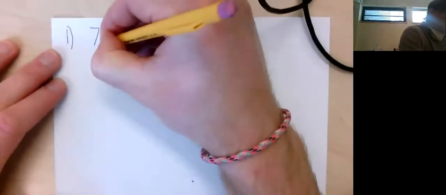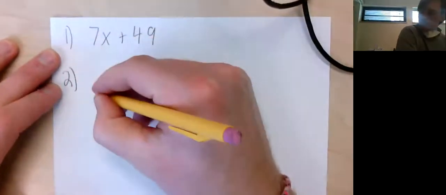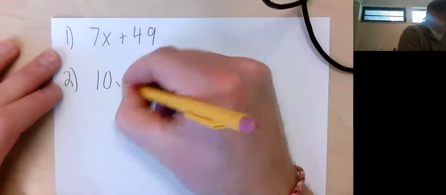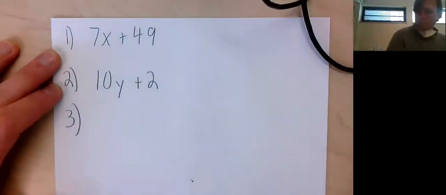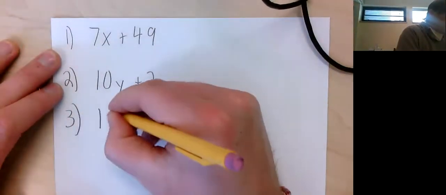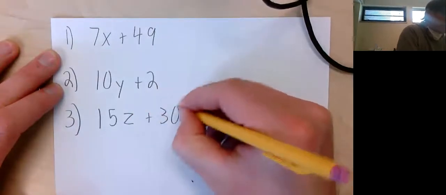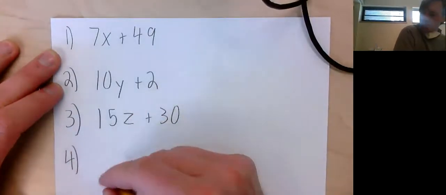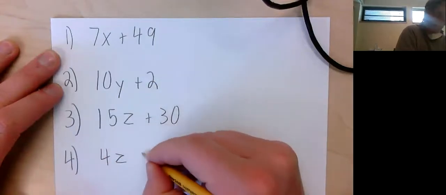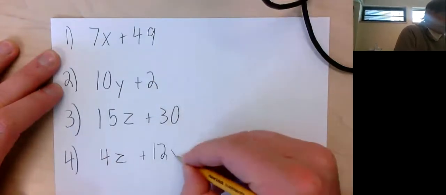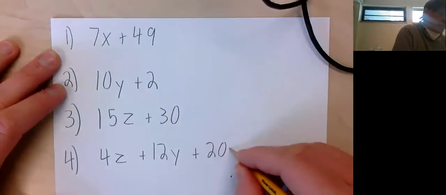I want 7x plus 49, 10y plus 2, 15z plus 30, and 4z plus 12y plus 20x.